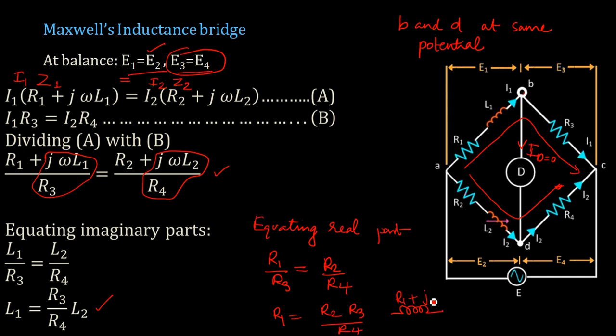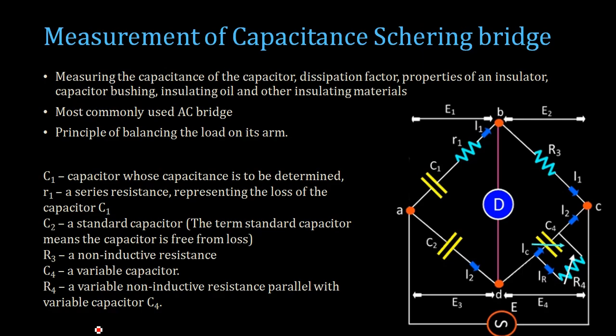R1 plus j omega L1. So in that way we are able to find out the inductor value, and if you are particularly going for the inductance value only, you can equate the imaginary parts and get the unknown inductance value. So that's how the Maxwell's inductance bridge works.